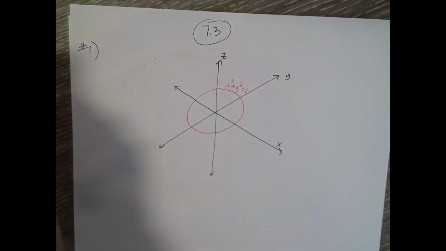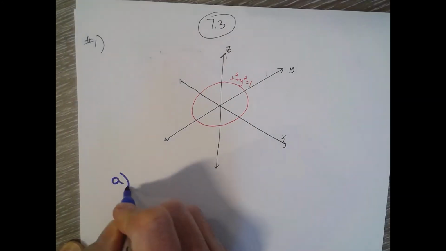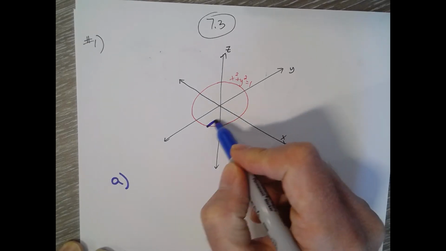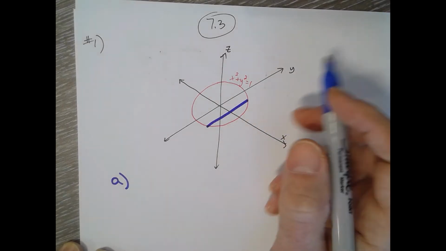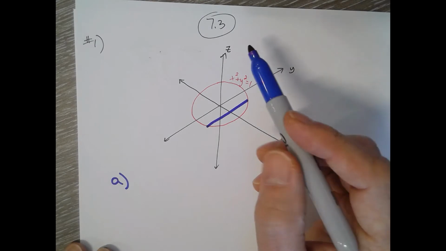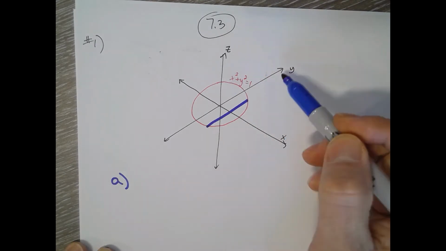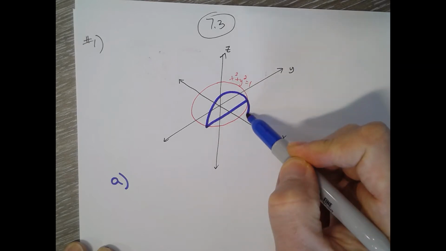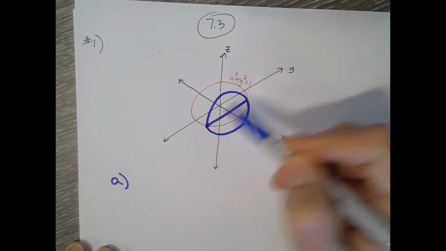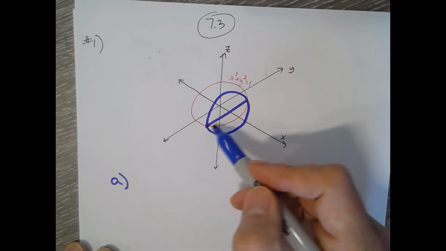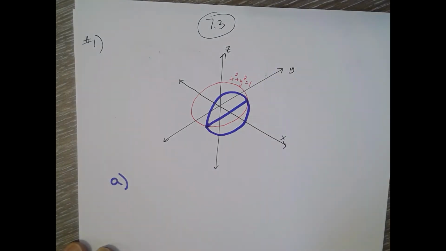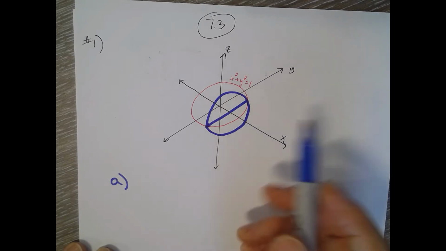Alright, so in part A, they're all running this way, but we have circular discs with diameters running in the xy plane. Here's my xy plane, so I've got a circle that looks like this. So they're all circles, and the diameter is in the xy plane. So this is an example of a cross-section problem.